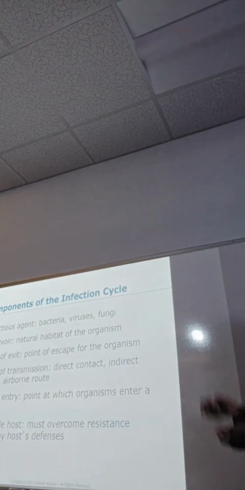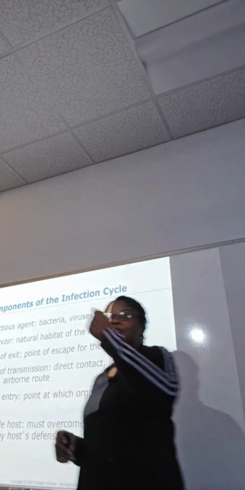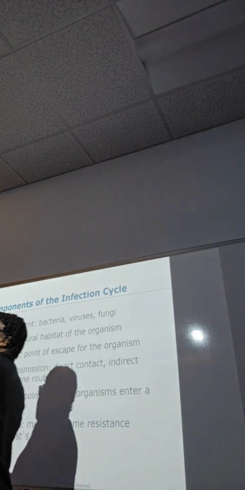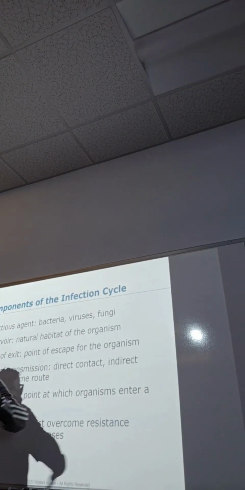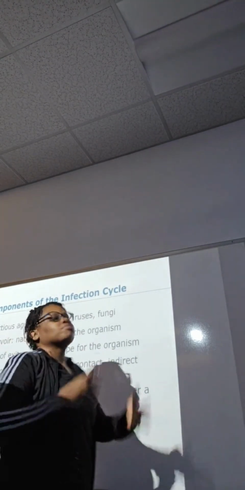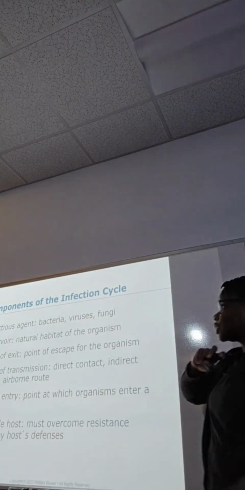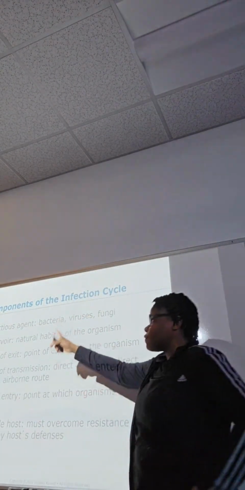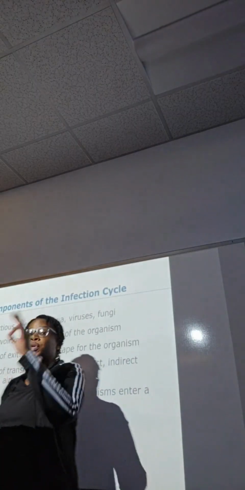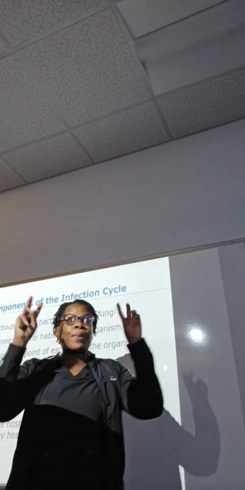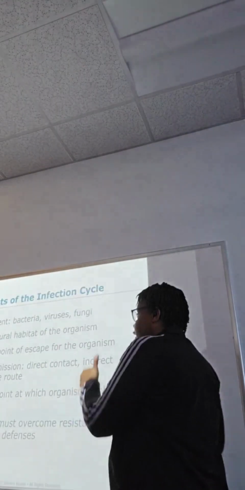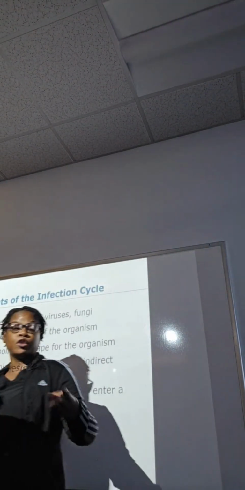Let's talk about it. Now, when it comes to the infection cycle, which means how these bugs or the pathogens travel, you have the components of the infection cycle, which includes the infectious agent. You have to be familiar with the agent or the pathogen. And those agents include bacteria, viruses, and fungi.